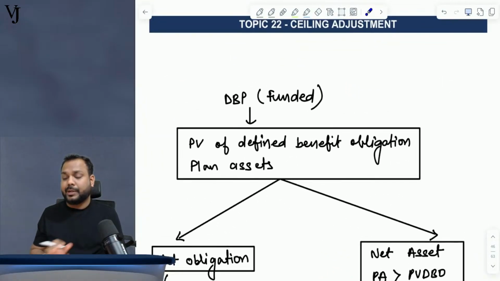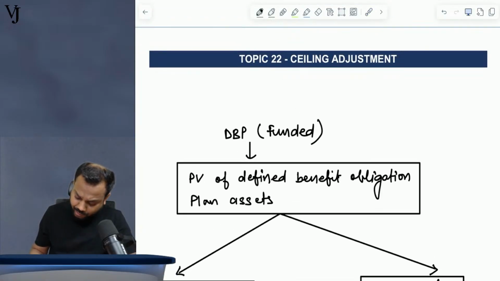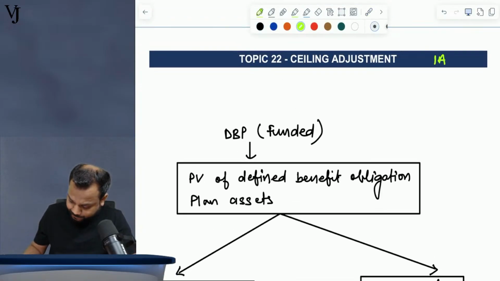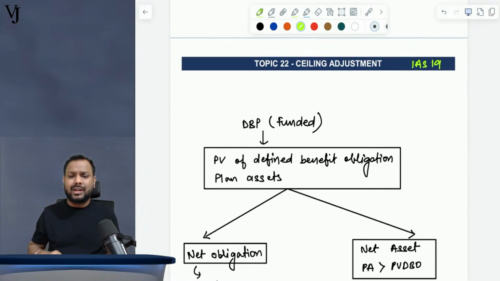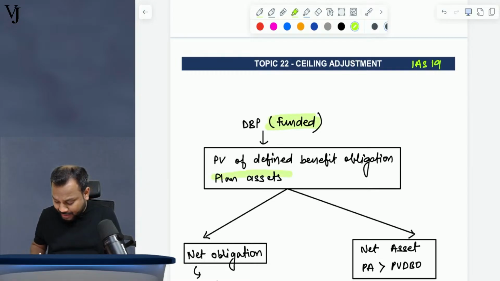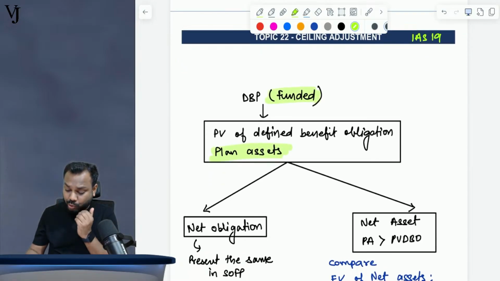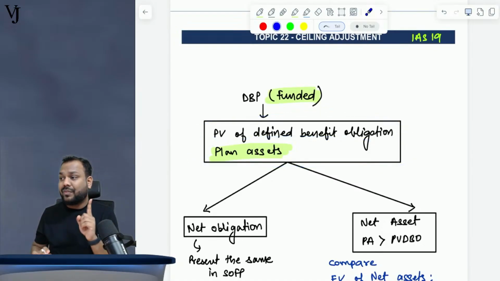Now, ceiling adjustment. Understand, this is a concept from IAS 19 on employee benefits. Ceiling adjustment generally comes in questions of net asset position. So understand guys, if it is a defined benefit plan, a funded plan means plan assets will exist. Now, there will be two things: the present value of the defined benefit obligation and the plan assets.